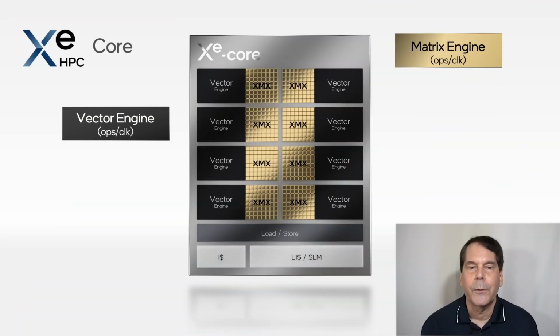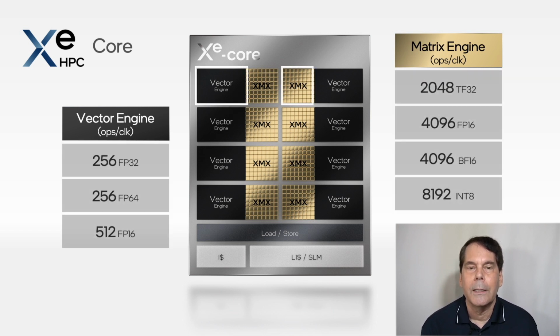High arithmetic rates for critical data formats are essential for high-performance computing and AI applications. On the left and right are the architecture rates for various data types on the vector and matrix engines. Now, simply multiplying by clock frequency gives an idea of peak rates, but it's not the whole story, as the Xe core can co-issue instructions to exceed these single op per clock rates.